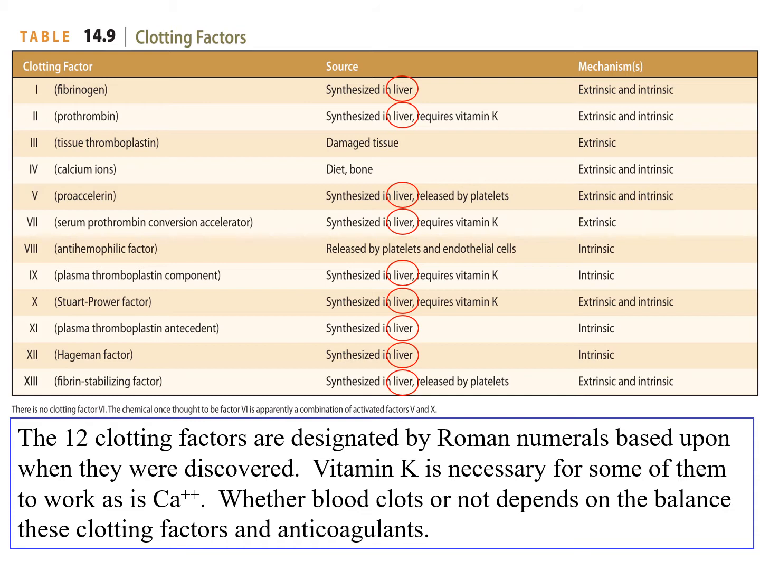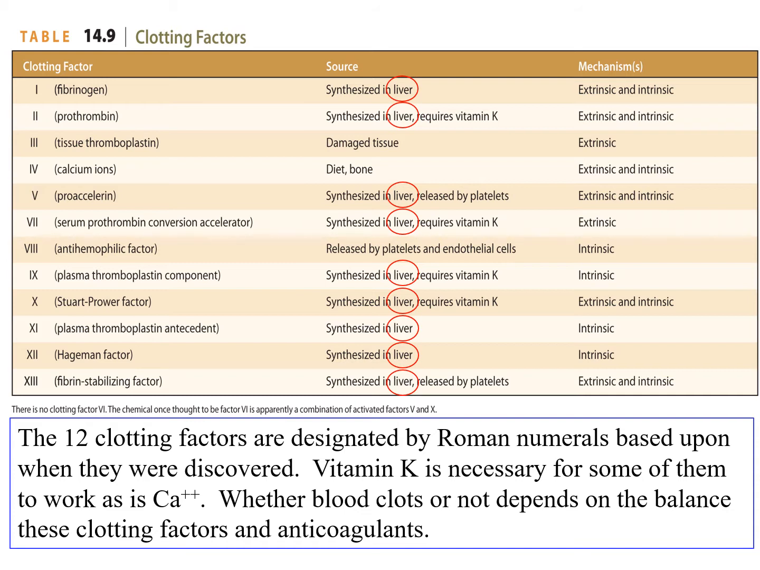Initially, they thought they had a clotting factor which was assigned a value, number 6, but that has since been removed. We don't have a 6th clotting factor, and that's why, for some bizarre reason, we continue with the naming or numbering from 1 to 13. There's just not a 6. Anyway, notice that these 12 clotting factors, most of them, all but 2, are synthesized in the liver. They're formed in the liver.